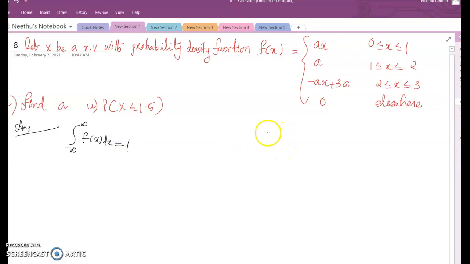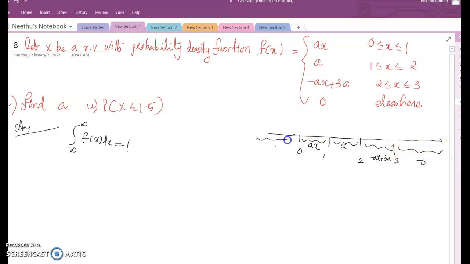But the function has a different value on each interval. From 0 to 1 the function value is ax, from 1 to 2 it is a, from 2 to 3 it is minus ax plus 3a. Otherwise, it is 0. Therefore, we split the integral minus infinity to infinity.